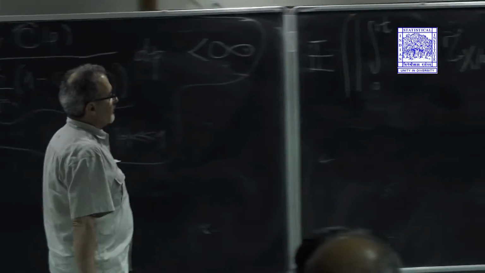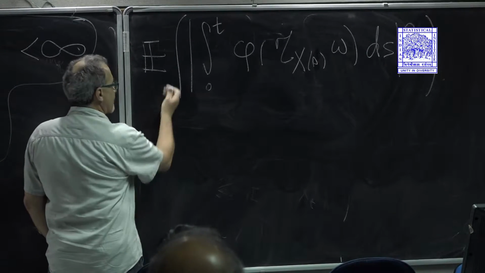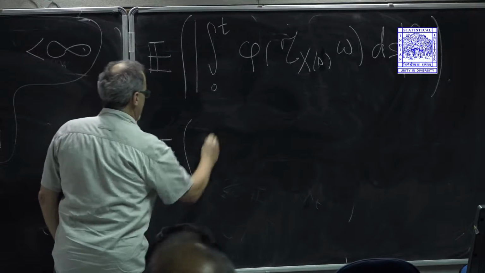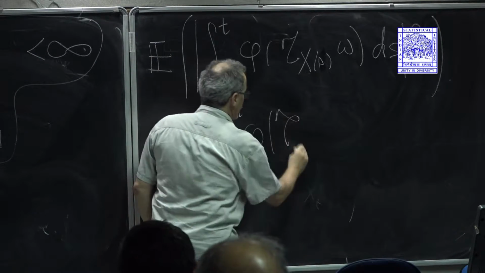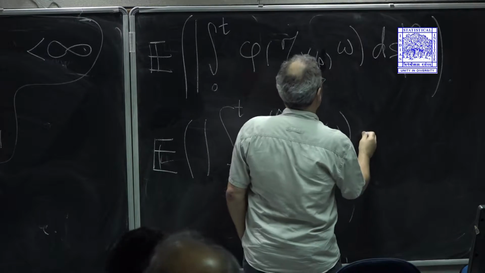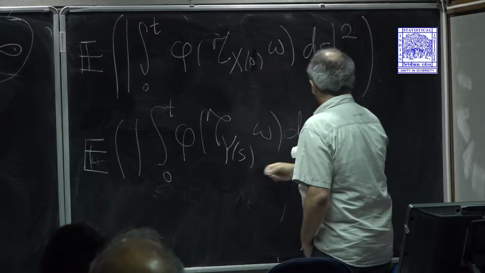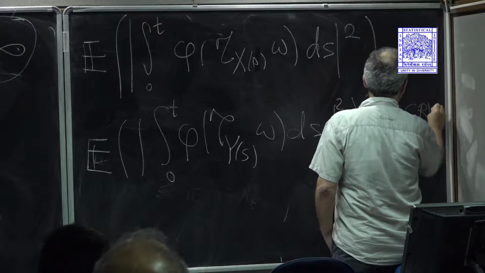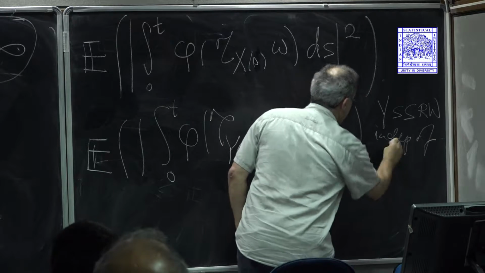Now let's do a different thing. Let's have Y. I write a similar formula, a very similar formula, and I tell you what Y is: the integral of phi of tau Y_s omega ds, where now Y is a simple symmetric random walk independent of omega.